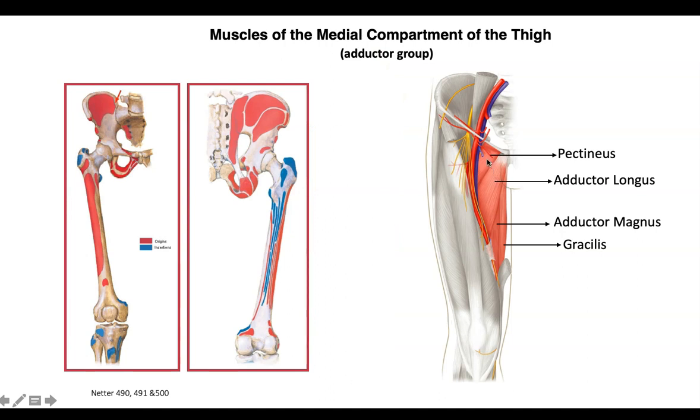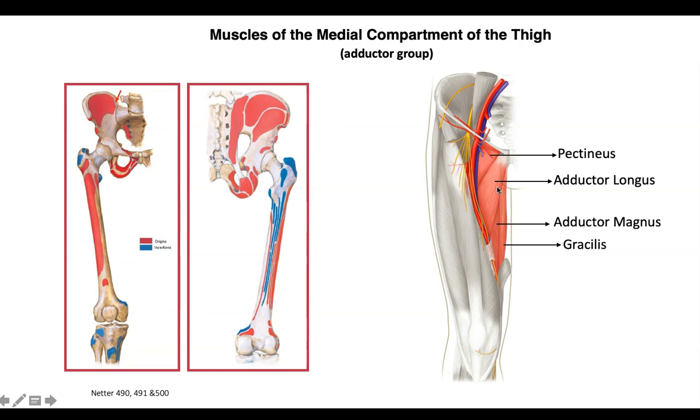The medial compartment of the thigh includes muscles that are mainly the adductors of the thigh. There is the adductor group of muscles: adductor longus; deep to the adductor longus is the adductor brevis, and then the adductor magnus. There are 3: adductor longus, adductor brevis, and adductor magnus, and the gracilis is also considered a medial compartment muscle.